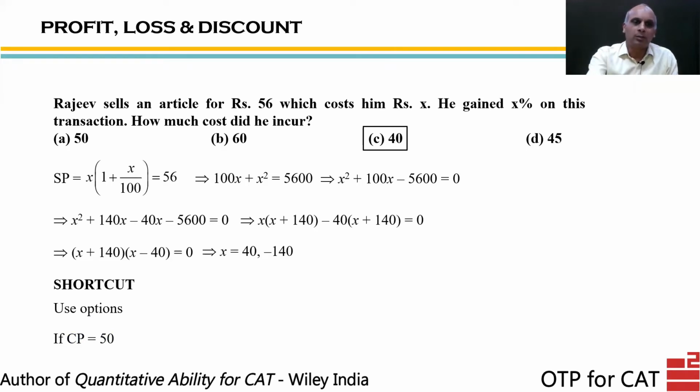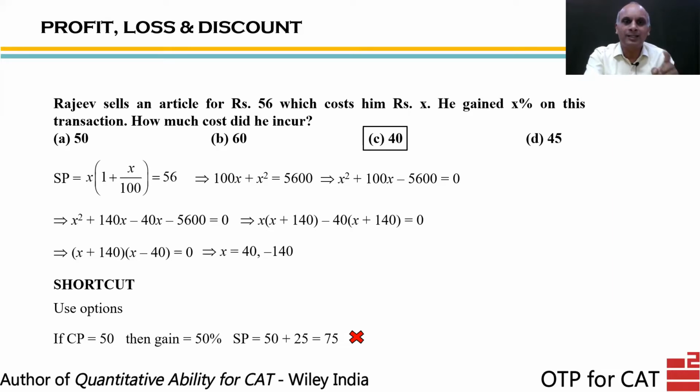Of course. So if CP is 50 rupees and profit percent is 50%, then that means SP will be 50 plus 25. How do we get 25? Because gain is 50% of CP. So 50% of 50 is 25 rupees. So my SP comes out to 75 rupees. But this is not the SP given in the question. So that means CP as 50 is a wrong choice of option.